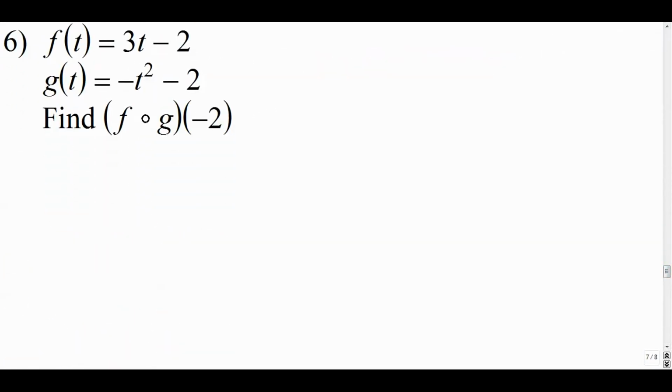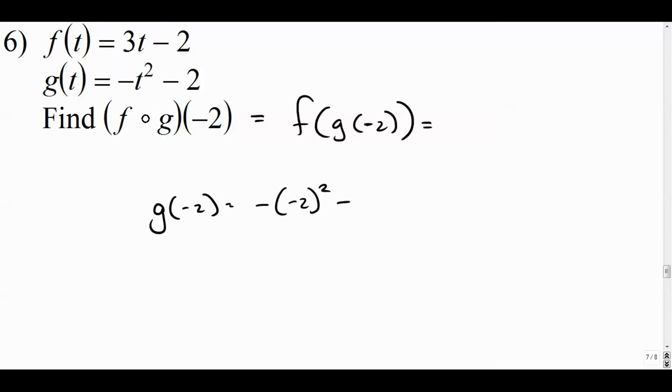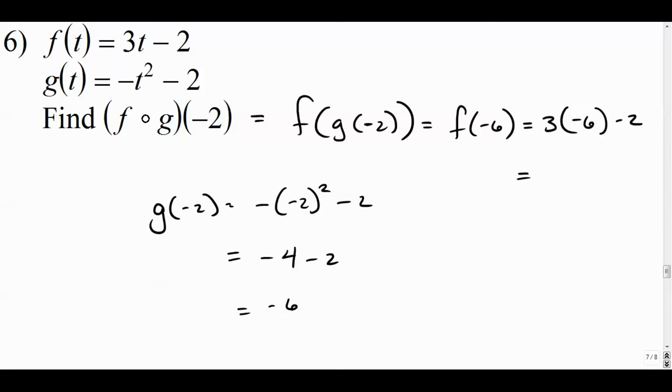All right, let's go a little faster here. f of g of negative 2. Might be a good time to pause and try this one on your own. I'm going to find g of negative 2 first, so I get negative 2 squared minus 2, so that's negative 4 minus 2, which is negative 6. So I need to find f of negative 6. f of negative 6, 3 times negative 6 minus 2, so that's 18 minus 2, which is negative 20.